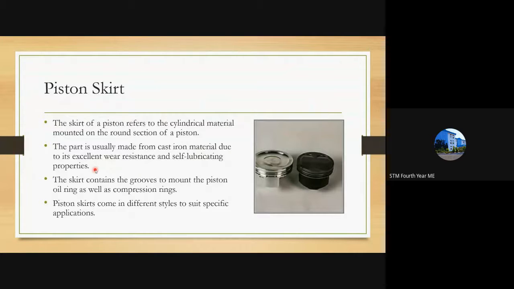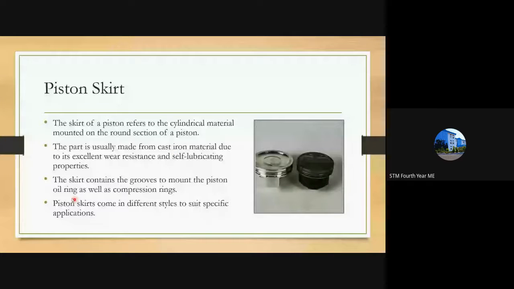So if you ask why can't you make a cast iron engine block? The problem is cast iron is a heavier material when compared with aluminum. Aluminum alloys are lighter in weight and also have better thermal conducting properties. Thermal conducting means it can conduct the heat generated inside the cylinder fast to the atmosphere, thereby reducing the chance of melting of the piston or the piston crown. Okay, so cast iron we will use only for wear resistance at sufficient parts only.